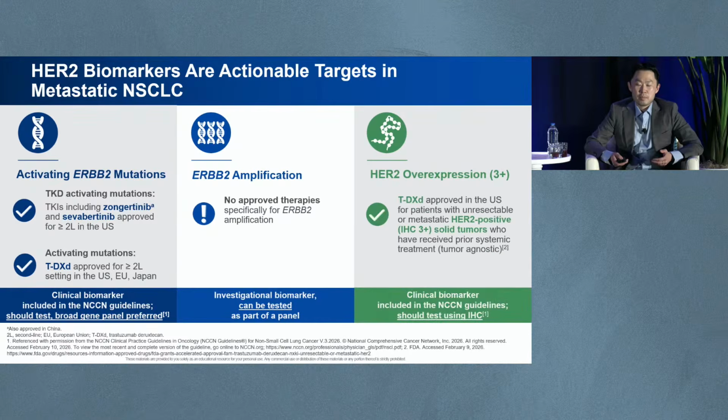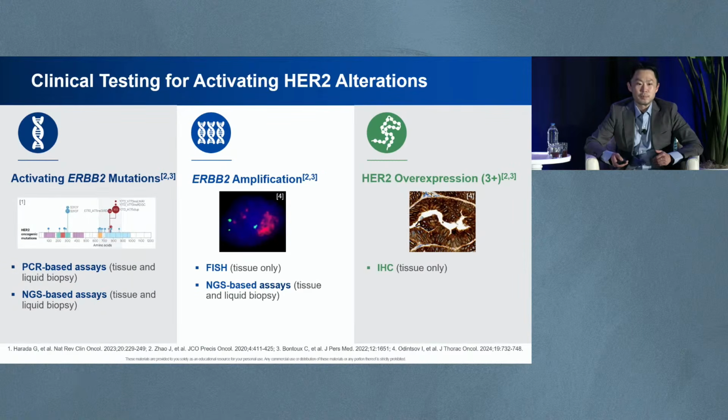And then for overexpression, TDXd is actually approved for patients with advanced HER2-positive 3+ IHC solid tumors, including lung cancer, in a second-line setting. So again, this is another clinical biomarker that is recommended by the NCCN guidelines for testing, specifically using IHC.